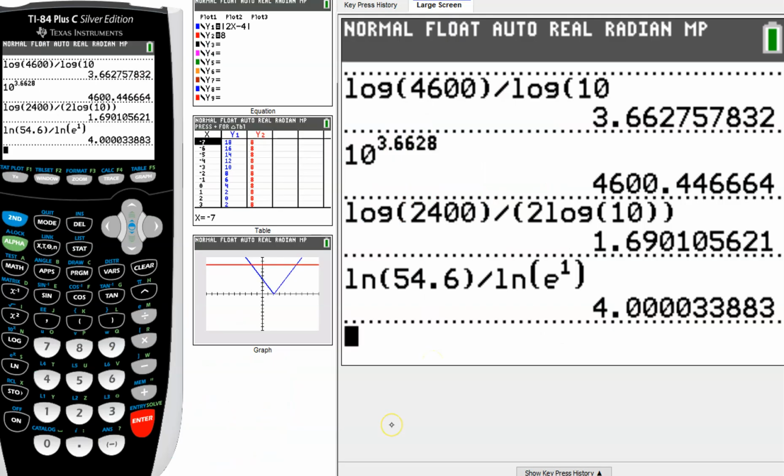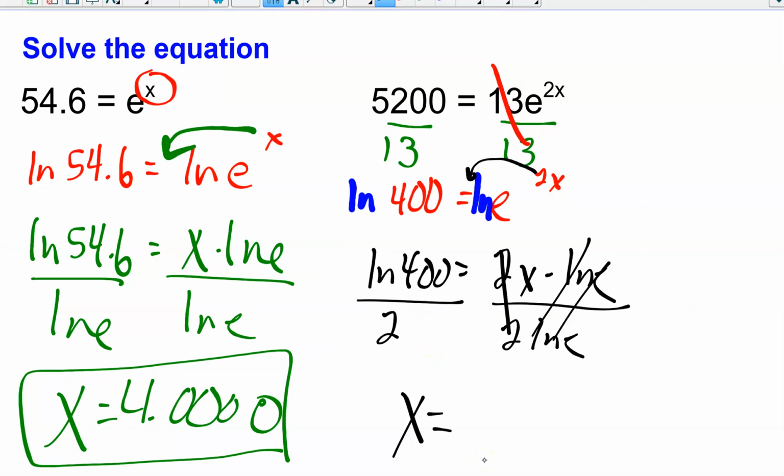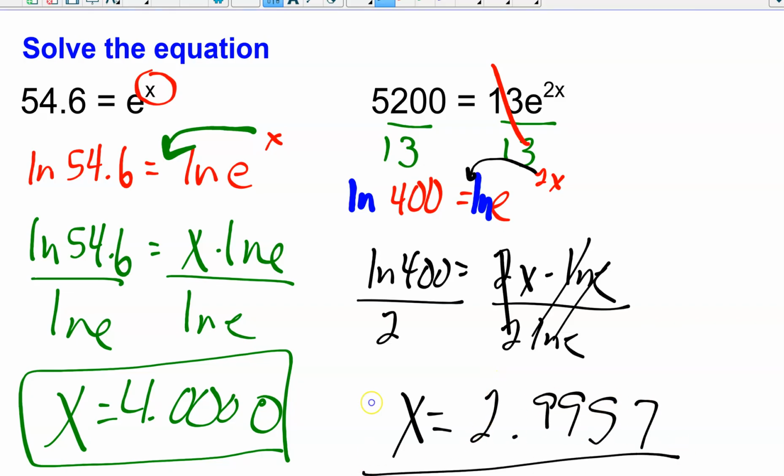And I just want to put that on my calculator again so you can see that. Make sure you put an end parenthesis before you divide it by 2, because you want to take the natural log of 400, that number, divided by 2. You don't want the natural log of 400 divided by 2, which is 200. You don't want the natural log of 200. So be really careful when you put that in your calculator. And you should get 2.9957.